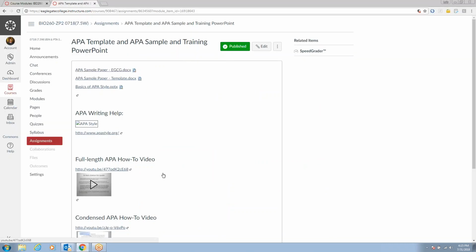And then there's all kinds of samples. If you use a website, now you can't use Wikipedia, you've got to use scholarly sites. But if you find a really great site, like maybe the Centers for Disease Control and Prevention, and you want to use that one, that's great. But you have to have the full reference. You can't just put the website down.